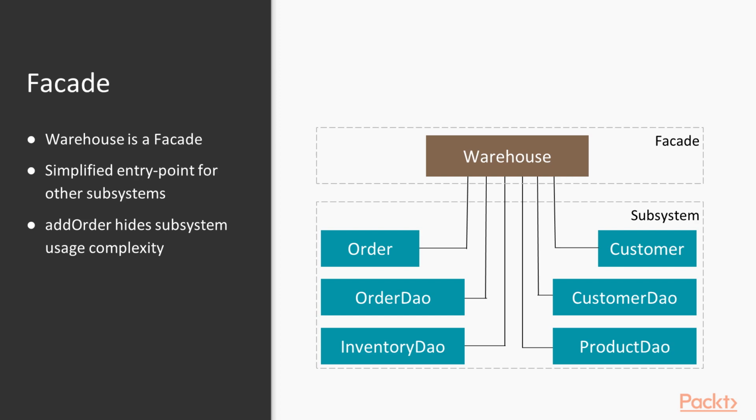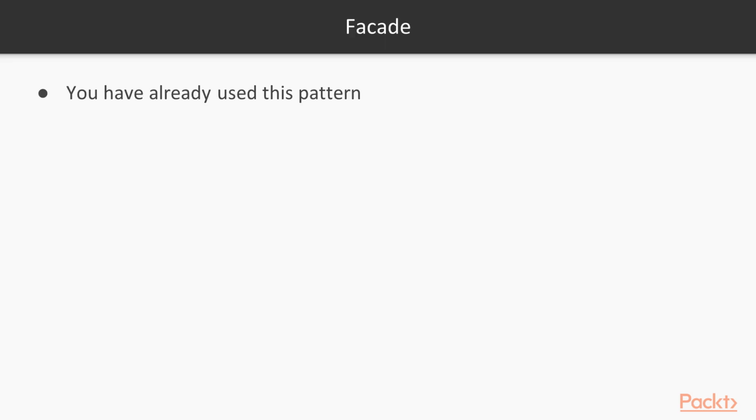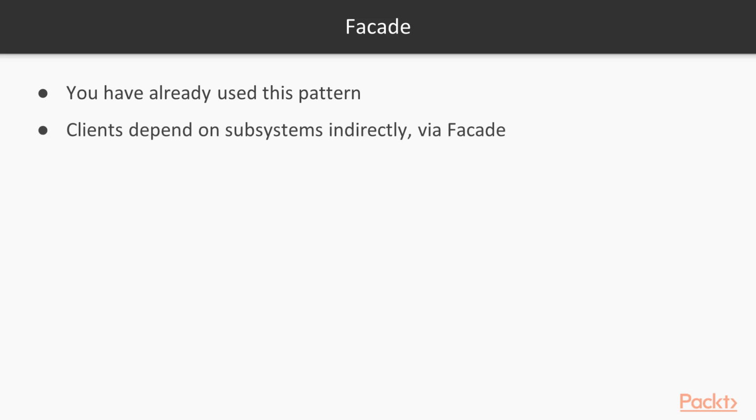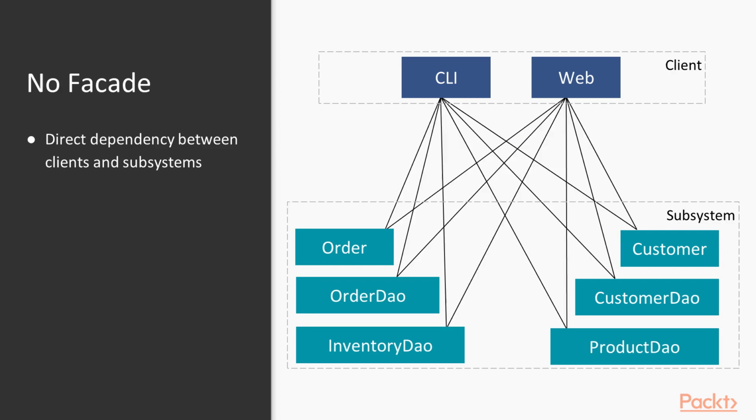to the system. The CLI and web classes are the clients in our case who need functionality like what the add-order method provides. In this case, the clients CLI and web depend on these subsystems indirectly through the warehouse class, our facade. Without a class like a warehouse in between the clients and other subsystems, there would be a direct dependency between the objects. If we eliminate or don't create a facade class like warehouse to begin with, then the clients must depend and use directly the subsystems in question to achieve the same set of functionality.